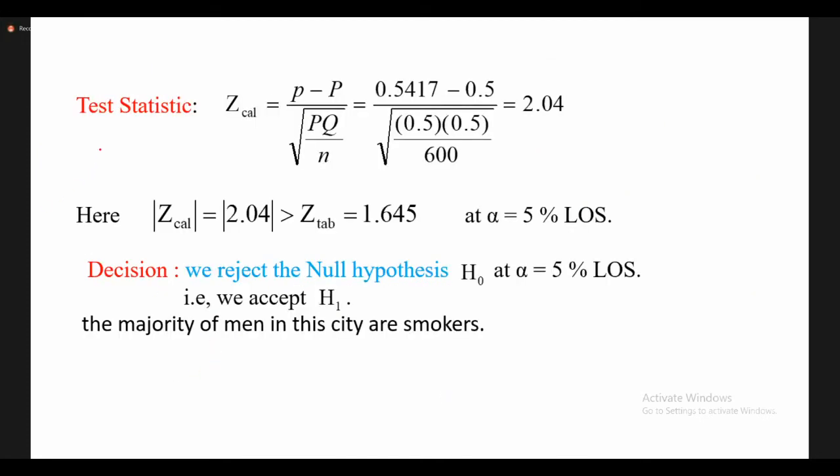The fourth step is the test statistic. We are dealing with proportions, a single proportion. The Z calculated formula is: small p minus capital P, divided by the square root of capital P into capital Q by N. We know small p, small q, capital Q, capital P, and N. Just substitute in this formula. Tell me, what is the Z calculated?